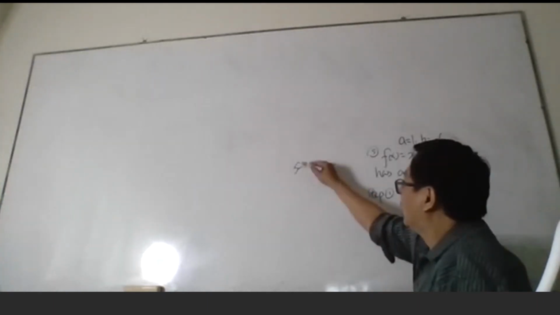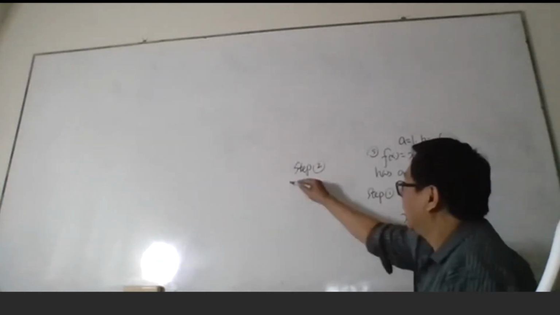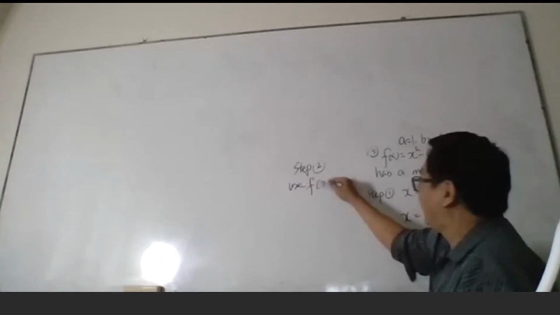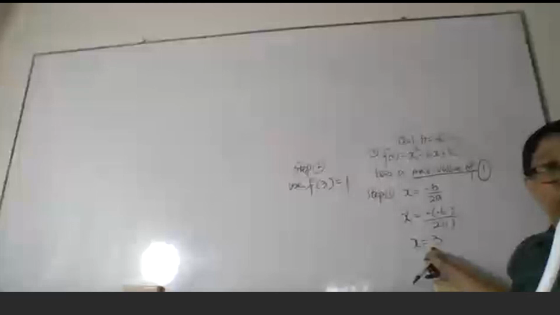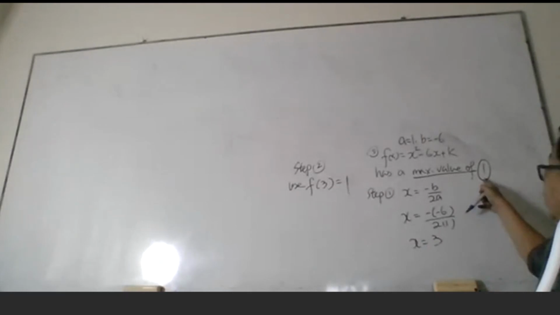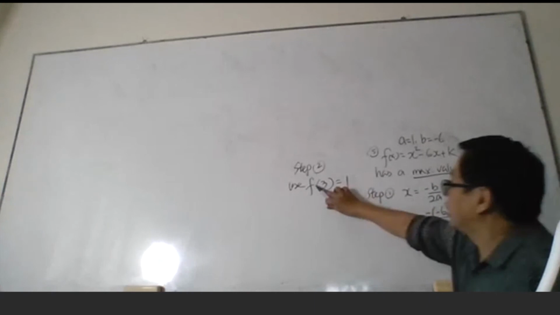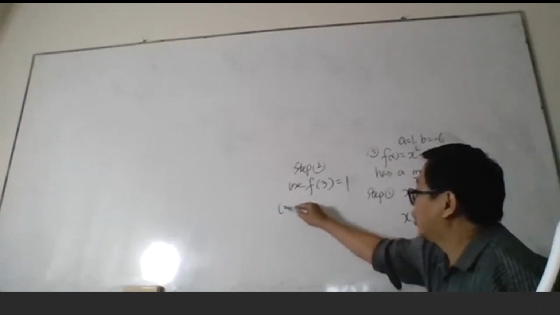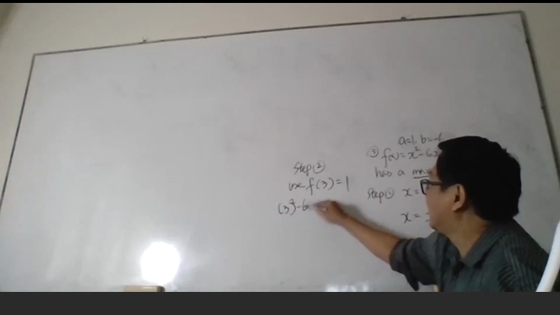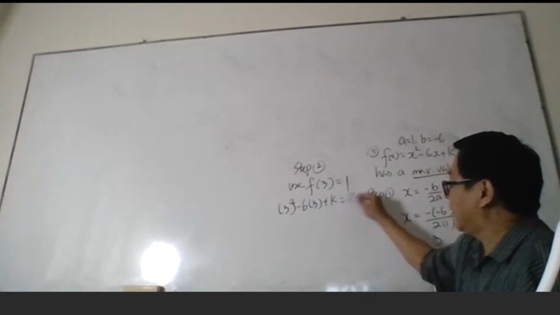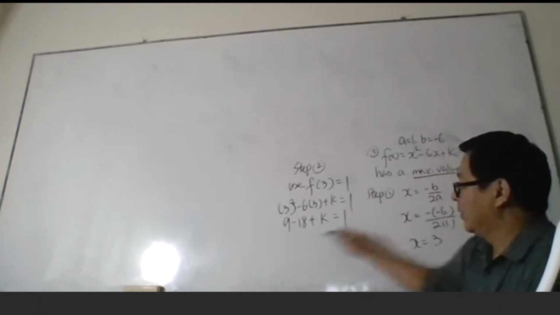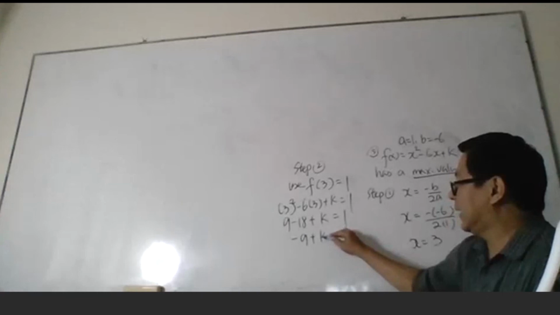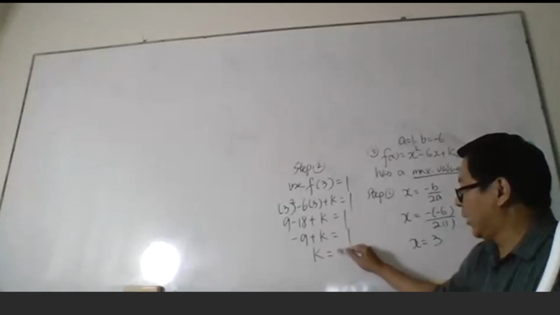And step 2, I'm going to use f(3) equal to 1, because my x value equals 3 and this is my maximum value 1. I just chuck 3 into that: 3 squared minus 6 times 3 plus k. 9 minus 18 is negative 9, plus k equals 1. And k equals 10.